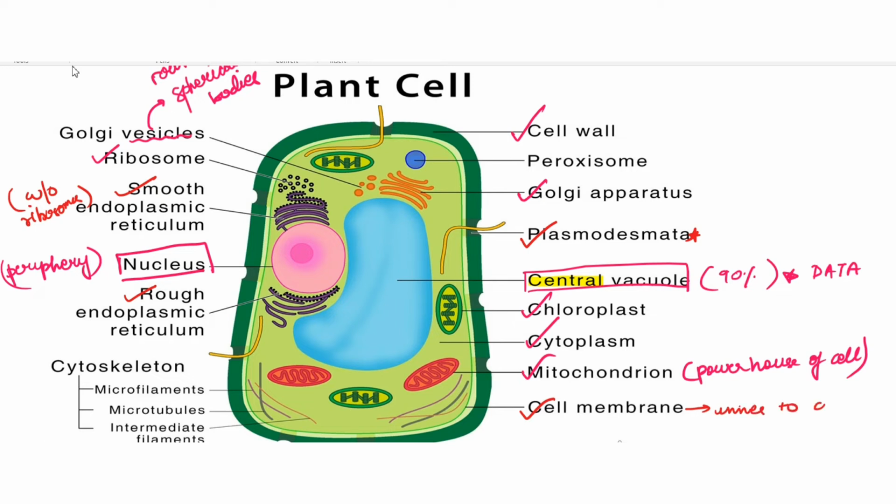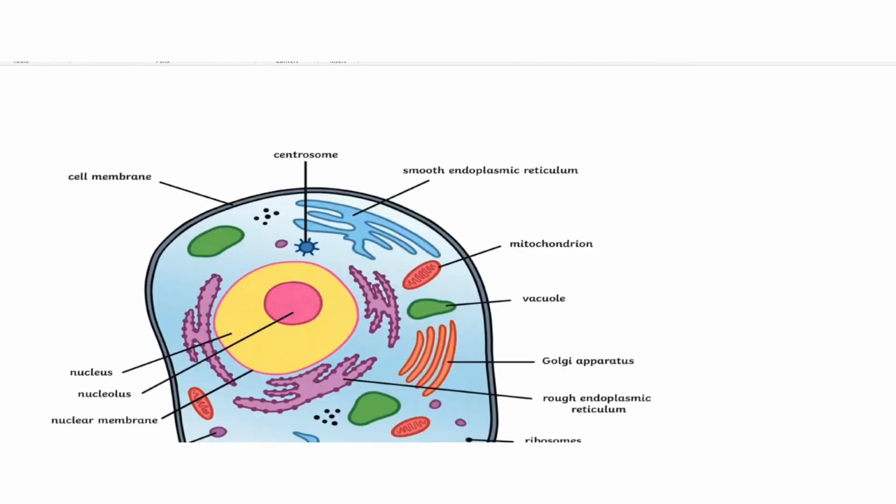Next we have the cell membrane, which is inner to the cell wall. Okay. Next here we find cytoskeletal elements composed of 3 things: microfilaments, microtubules, and intermediate filaments. More about this we'll learn later. Okay. Now this cell here is the animal cell.